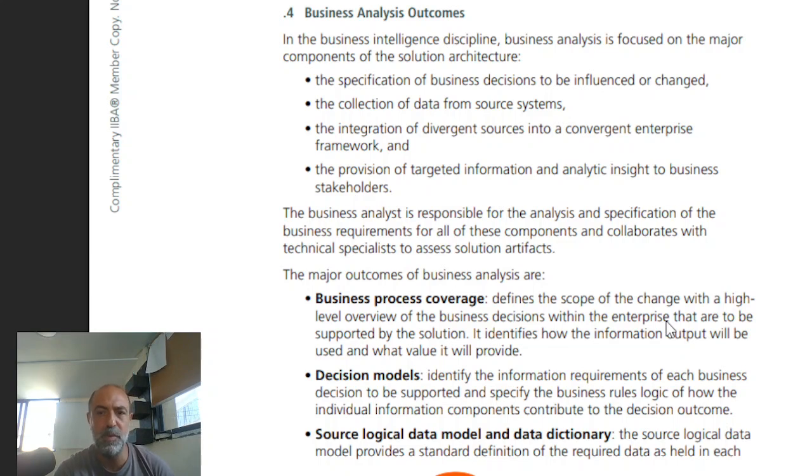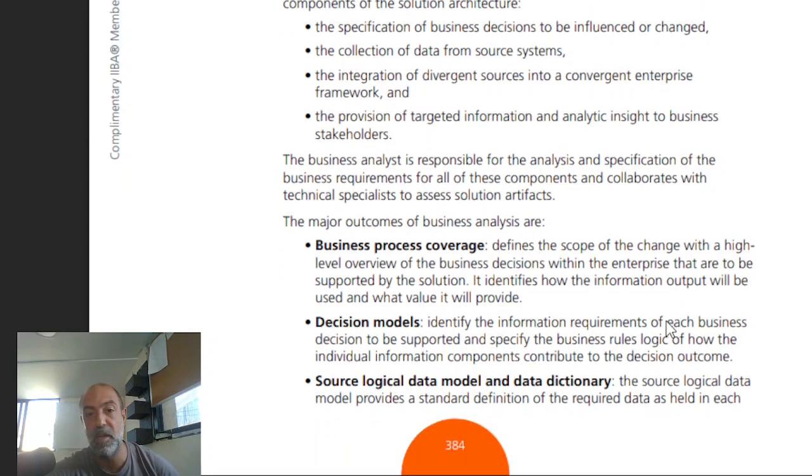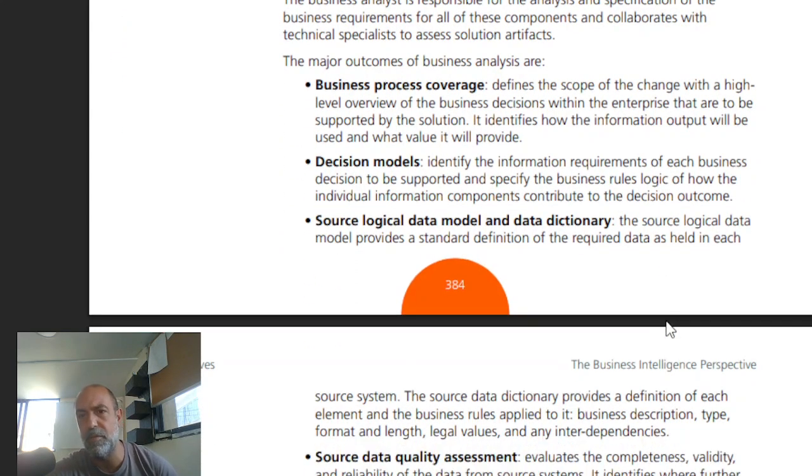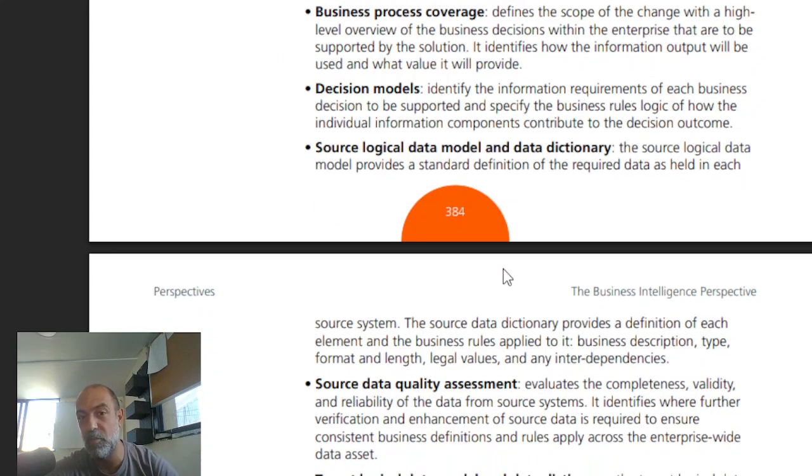The business analyst is responsible for the analysis of specification for the business requirements for all the three components and collaborates with technical specialists to assess solution artifacts, just like every business analyst does. The major outcomes of business analysis are business process coverage, which defines the scope of the change with a high-level overview. Decision models: you identify the information requirements for each business decision to be supported and specify the business rules logic. Naturally, we design the models.